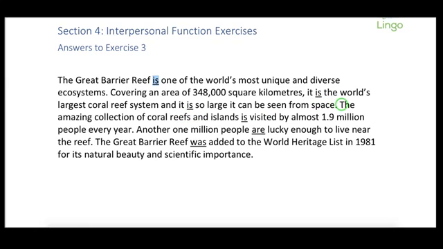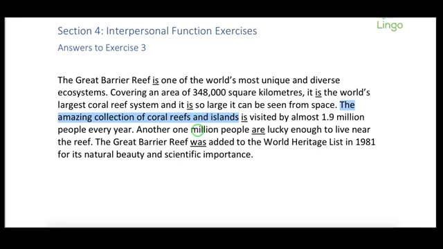Here we go. This is an interesting one. The amazing collection of coral reefs and islands is visited by almost 1.9 million people every year. Now, why did I write is and not are? Because I know what you're thinking. Maybe you're thinking, oh, look, islands, plural. Also, coral reefs, plural. This should be are. But actually, it isn't. And that's because we need to identify the noun group. That's the noun group there.